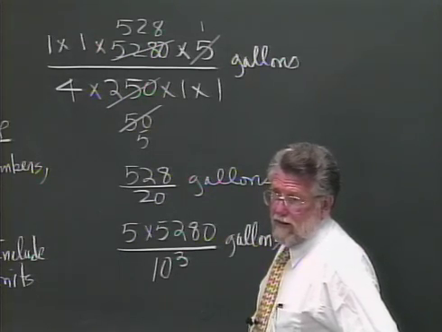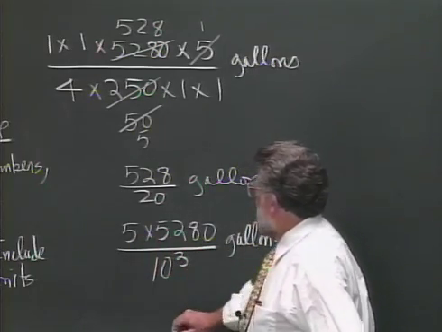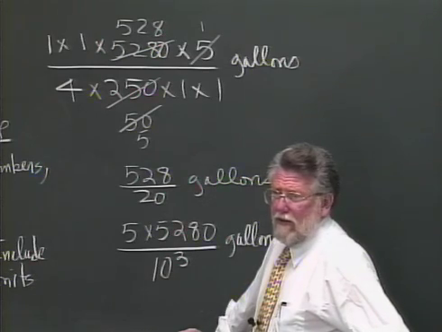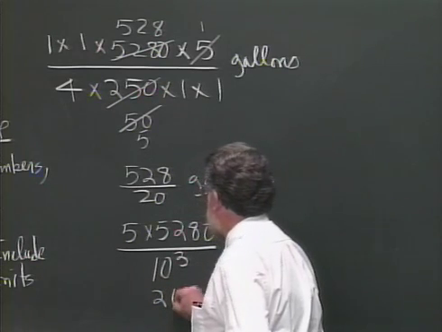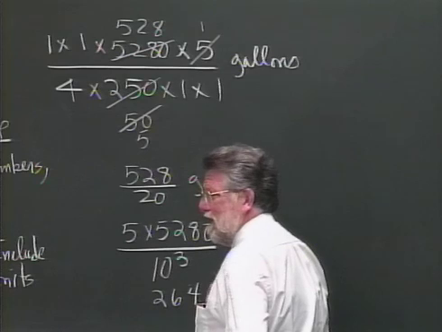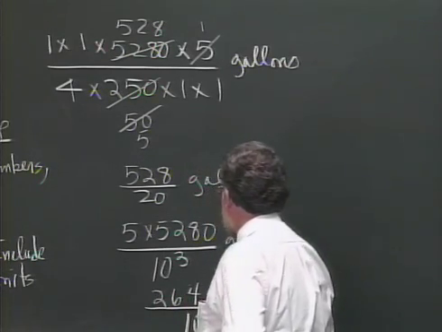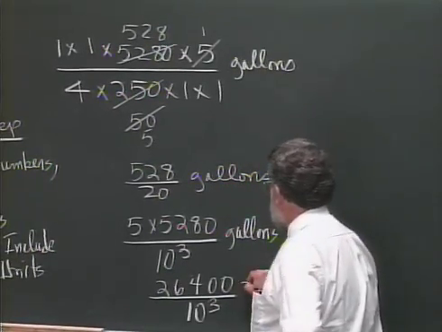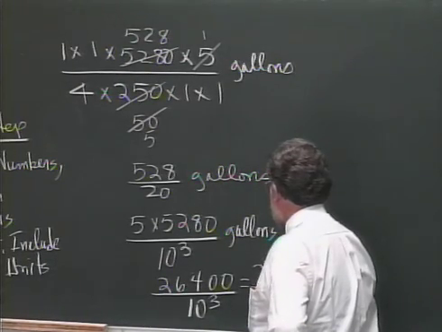Right? Sure. What do you get when you take 5 times 5280? Okay, 2, 6, 4, 0, 0 over 10 to the third. So what is my answer? That's 26.4 gallons.